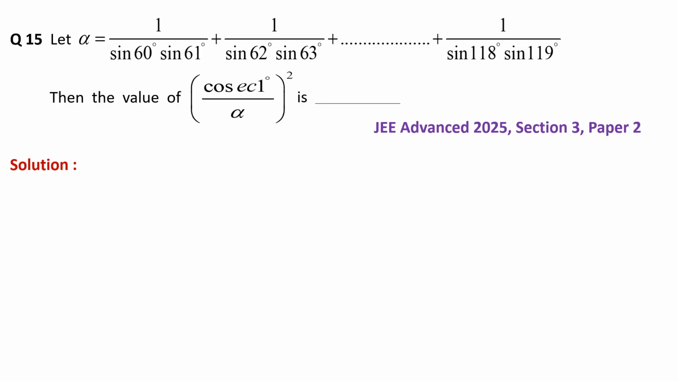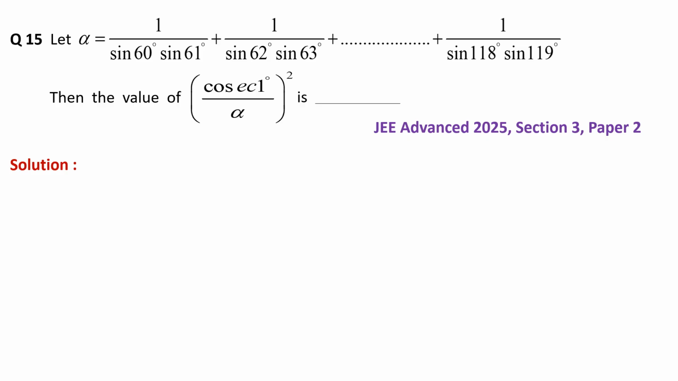It says let alpha equal to 1 upon sine 60 degree into sine 61 degree plus 1 upon sine 62 degree into sine 63 degree plus and so on till plus 1 upon sine 118 degree into sine 119 degree. Then the value of (cosecant 1 degree divided upon alpha) whole square is.